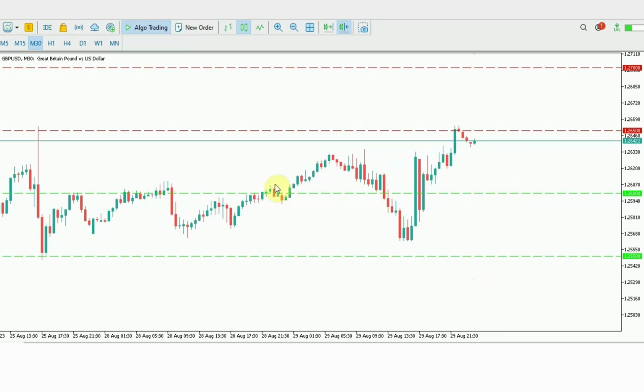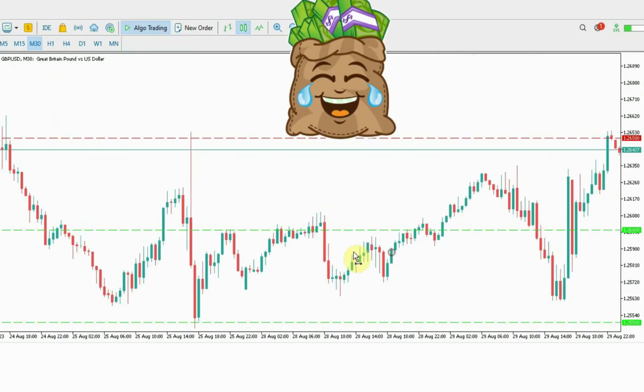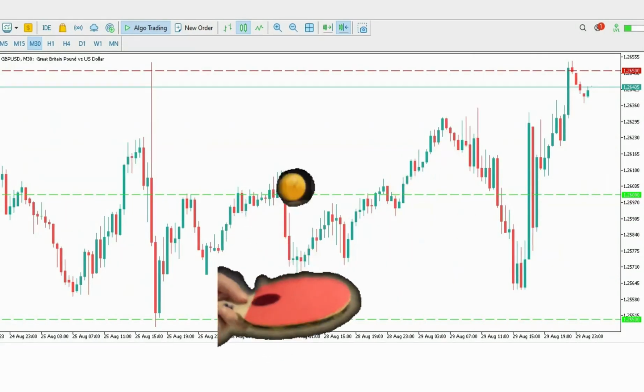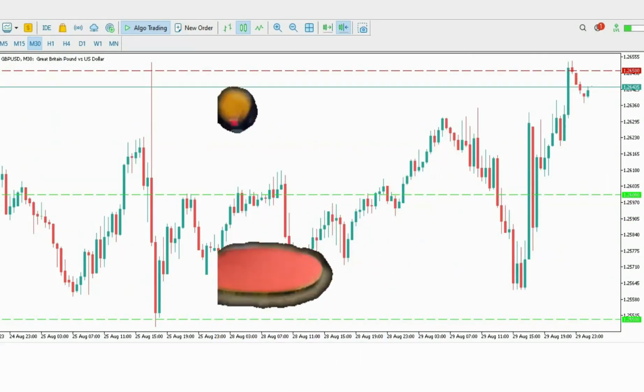Now, a consolidation is when price is not trending. It's merely bouncing from one level to the next. So think of it like ping pong. Price keeps bouncing between different areas of the market for an extended period of time.